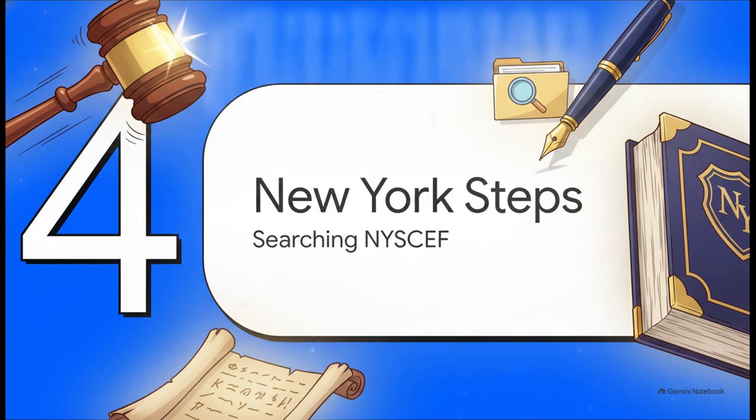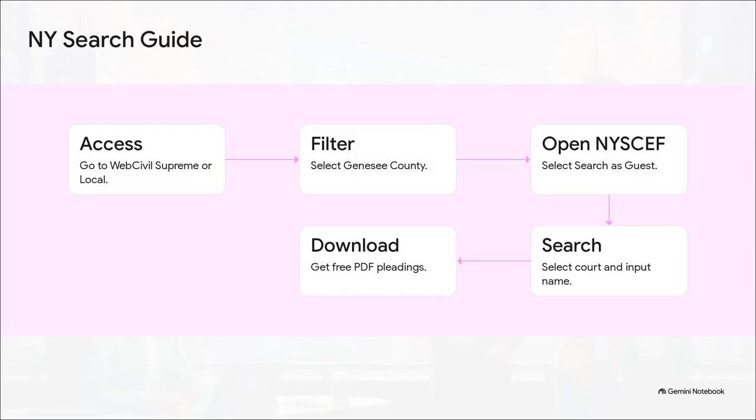Okay, flipping the script now. Section 4, Step by Step for New York. The New York digital ecosystem is huge, but it's incredibly useful once you know the path. Step 1. You start at the New York eCourts homepage and pick either Web Civil Supreme or Web Civil Local. Step 2. Filter your search down to Genesee County to check active dockets.